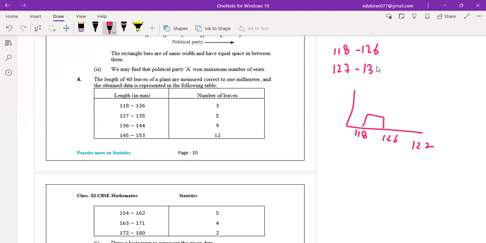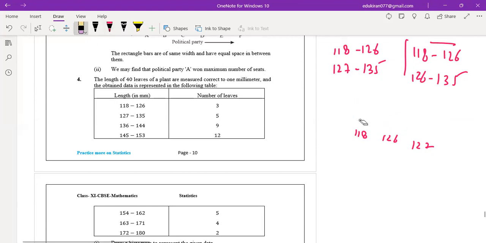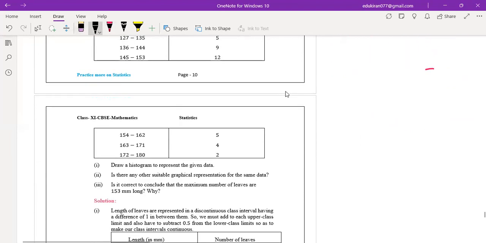127 and 135 like this, right? So they don't have it. It should be something like that, 118 to 126, 126 to 135 like this. Yes? It should be like this, but it is not. So at that time, what we have to do, we have to make it like this. Okay, let's start doing this, how to make it.